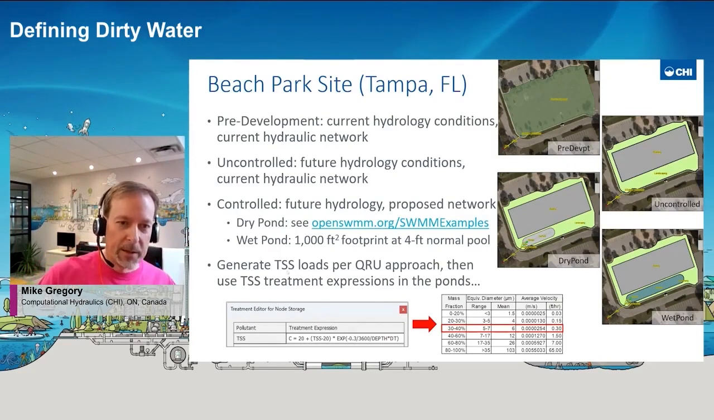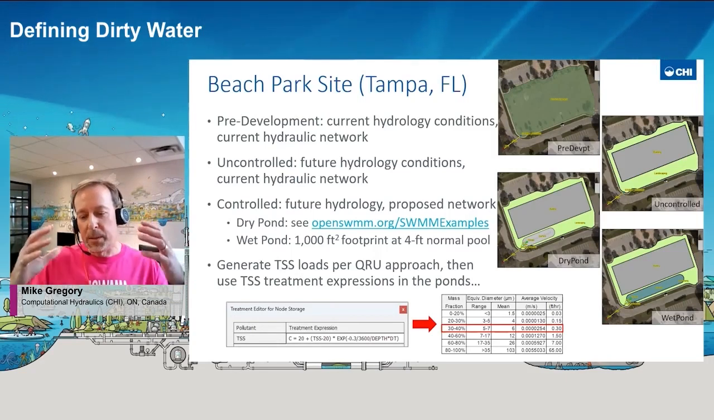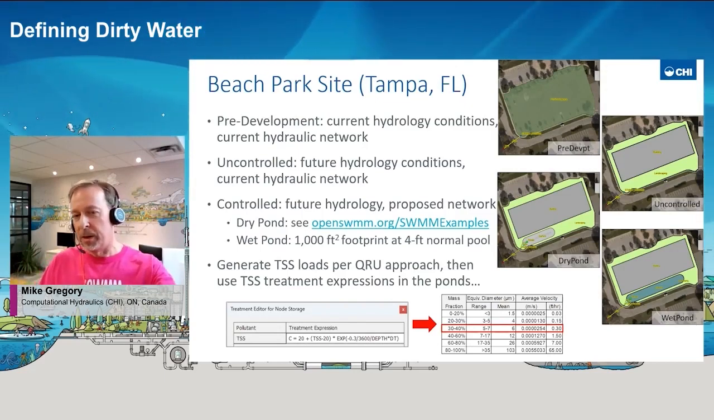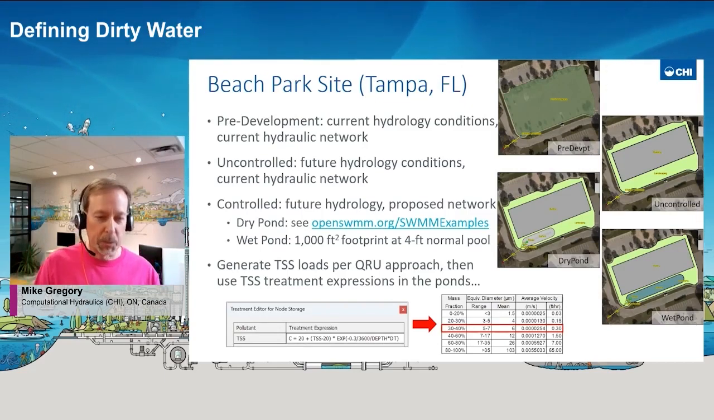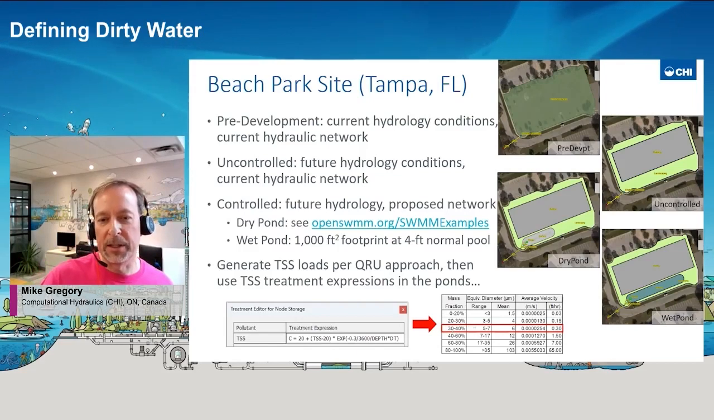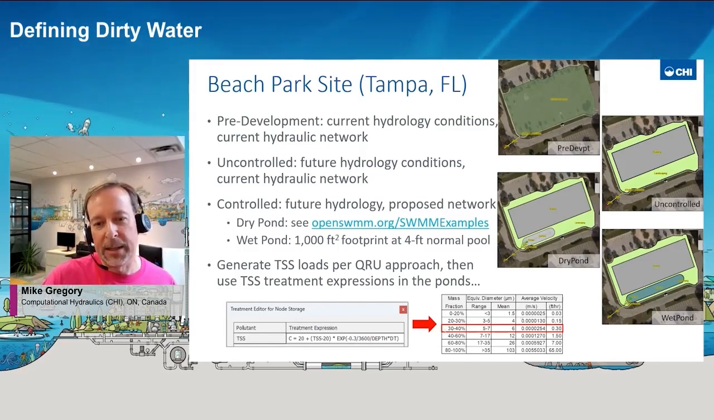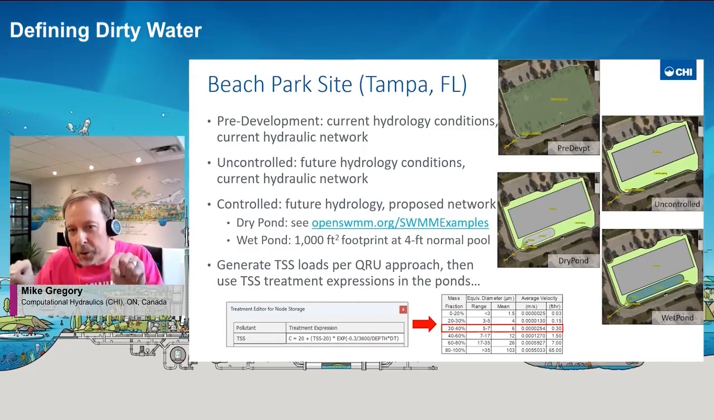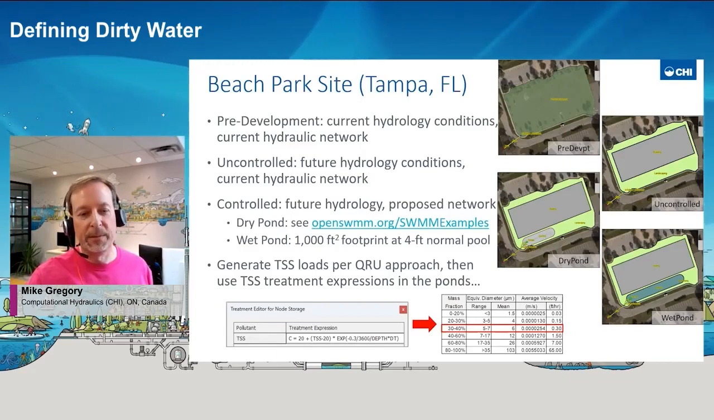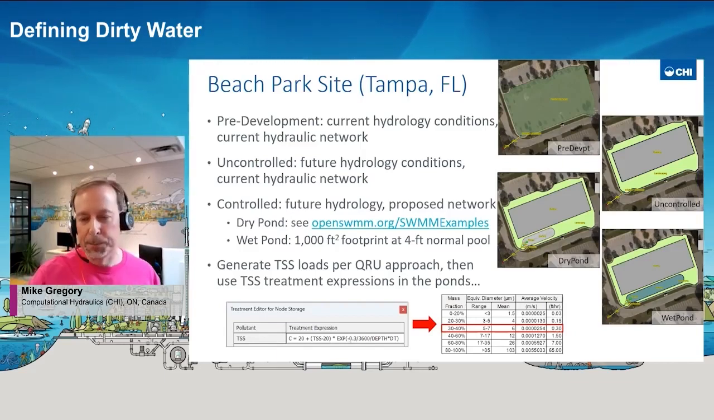So again, generate the loading, the buildup and the washoff of pollutants using that QRU approach I talked about. And then once it's in either the dry pond or the wet pond, we have treatment expressions that you can just type into EPA SWMM and it'll settle out. Now I'm only focusing on one here. So this example only targets that one narrow band right in the middle. So I'm just looking at the settling velocity of 0.3 feet per hour. And that's how you type it in right there.